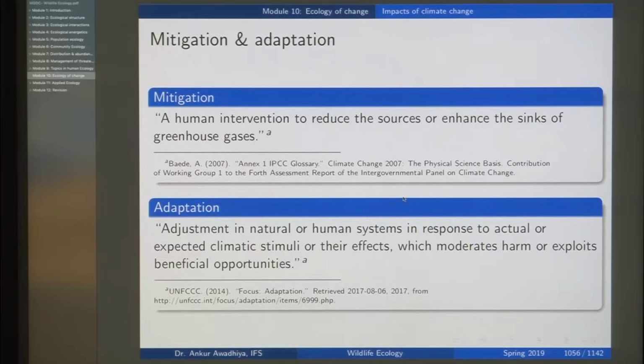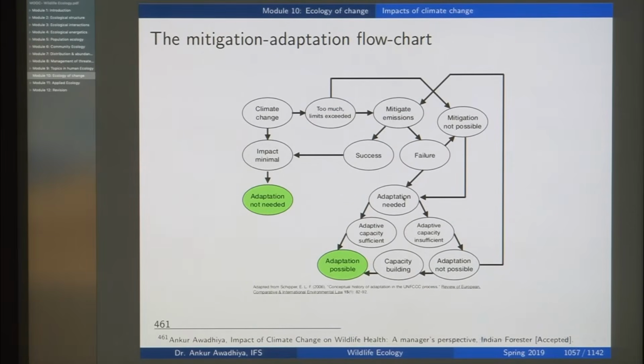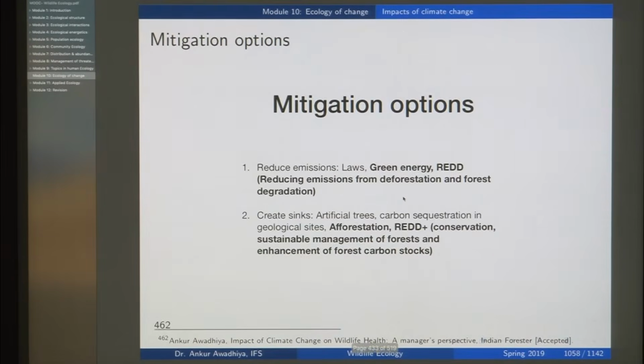And the second option is adaptation, which says that okay, climate change is going to happen, what can we do to make our systems more resilient to the impacts of climate change. So, it is an adjustment in the natural or human systems in response to actual or expected climate stimuli or their effects, which moderates harm or exploits the beneficial opportunities, that is adaptation. Both have to be carried on together at the same time.